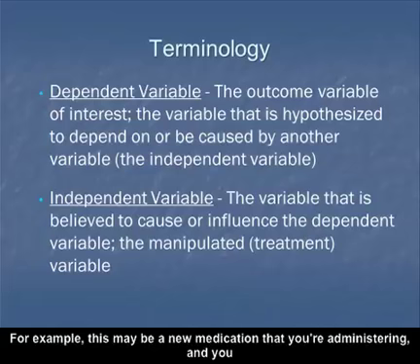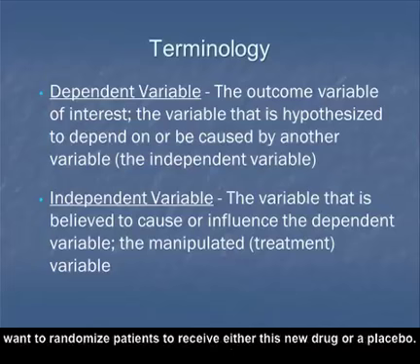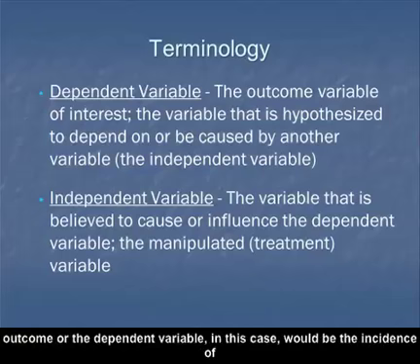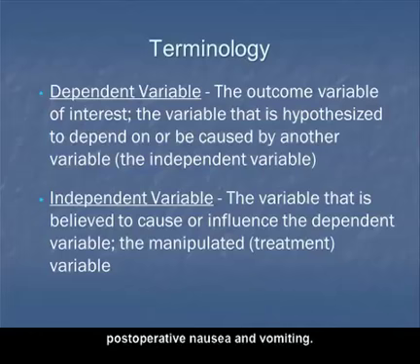For example, this may be a new medication that you're administering, and you want to randomize patients to receive either this new drug or placebo. That new drug would be your independent variable that is influencing the outcome, or the dependent variable in this case would be the incidence of postoperative nausea and vomiting.